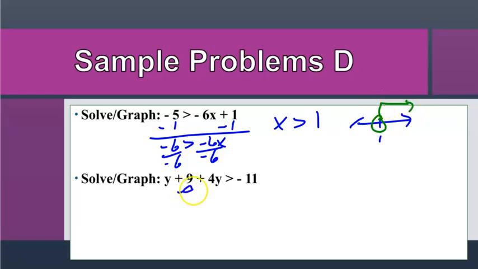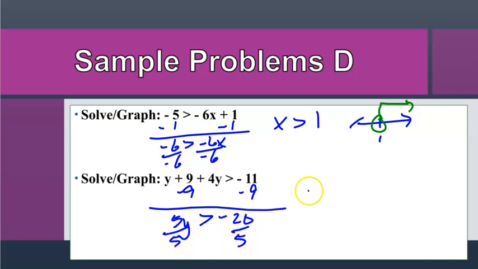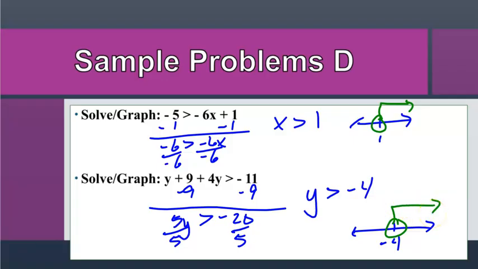Next, I'm going to subtract 9 on both sides. Combine the y's, and I get 5y is greater than negative 20, divided by 5 on both sides. Now left with y is greater than negative 4. Number line, we got negative 4 here. Open circle at negative 4, greater than means going to the right.